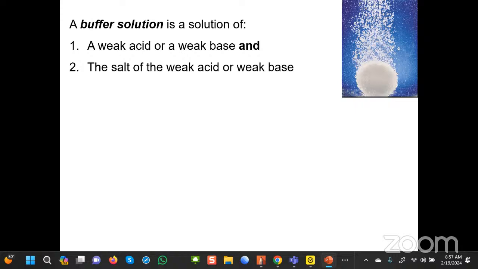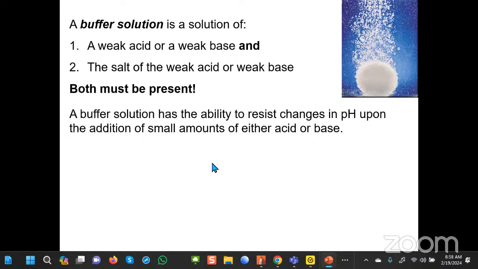So if you're starting with a weak acid, then you're adding a salt of that weak acid to the solution. That's a buffer solution. Or if you have a weak base in combination with the salt of that weak base, that would also be a buffer solution, right? Both must be present. If you have one without the other, then you're not dealing with a buffer solution. So if you have a weak acid, it must be combined with the salt of that acid. If you're starting off with a weak base, then you must have, in addition to that, the salt of that weak base. All right.